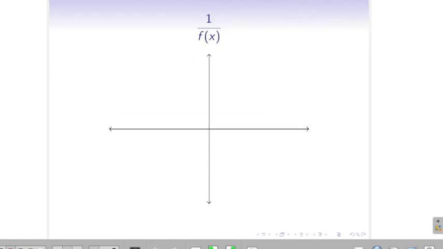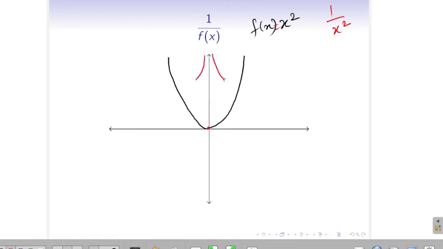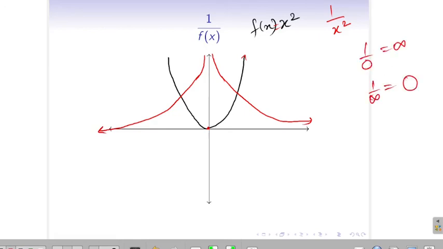Now what will happen to 1 upon f(x)? Let's say f(x) is x square. So the graph was like this. And I want to take it as 1 upon x square. So when x was 0, the function will become infinite. And when x was going towards infinity, the function will go towards 0. Just the opposite, because we know that 1 upon 0 is infinite and 1 upon infinite is 0. You will treat the function like this.